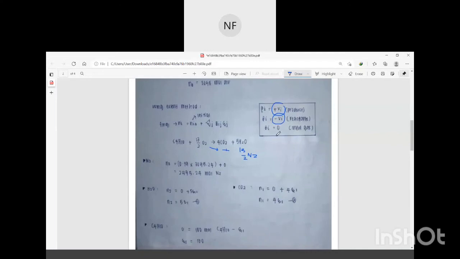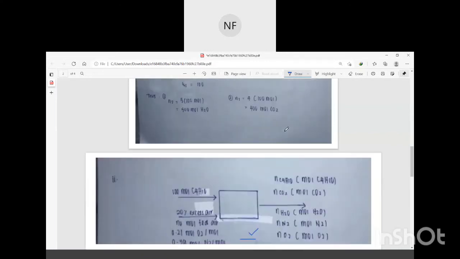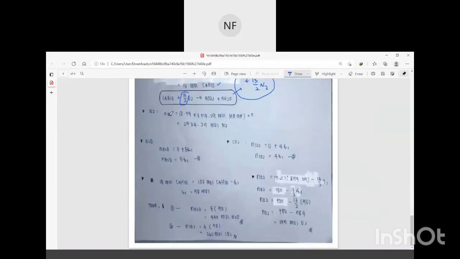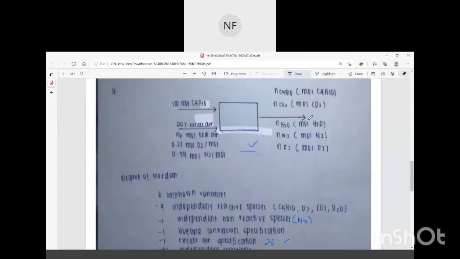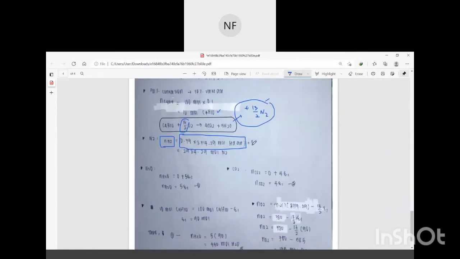So first, to find the number of moles of nitrogen, which is a non-reactive species and also known as the inert gas, the number of moles of nitrogen at the output side equals the number of moles of nitrogen at the input side, plus 0, because it is an inert gas, and we get the number of moles of nitrogen.